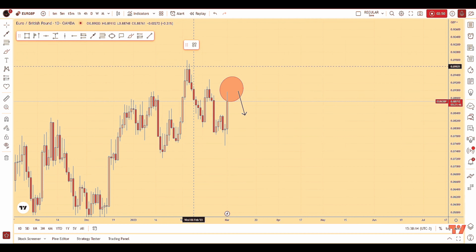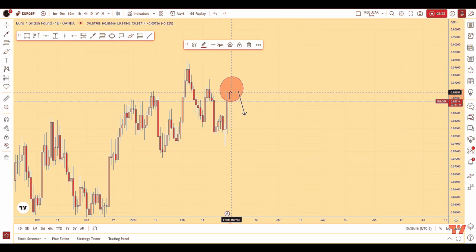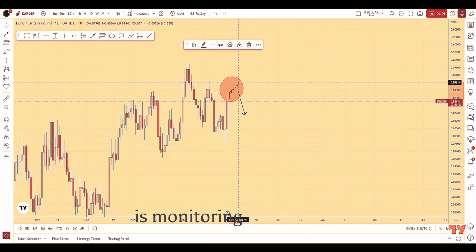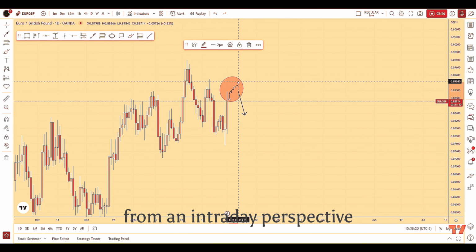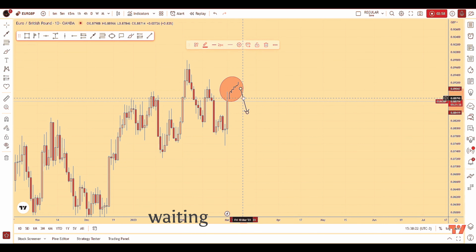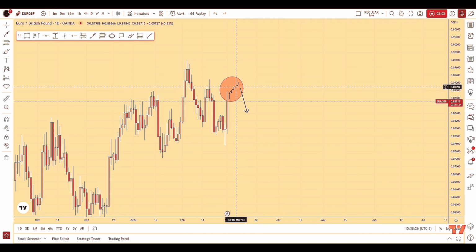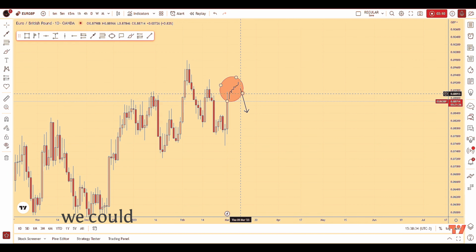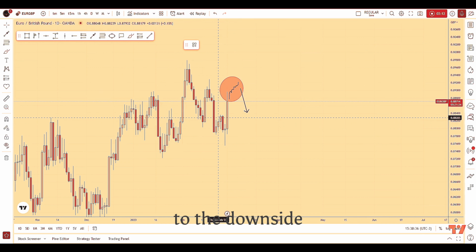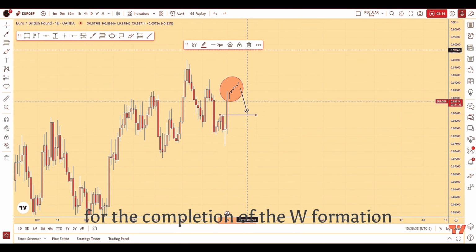and lower. Therefore, what we could be doing, potentially also with students, is monitoring price action from an intraday perspective during this move to the upside, waiting for the market to shift from an intraday bullish market as we would have to an intraday bearish market. And if the market would shift from an intraday bullish to bearish market and provide to us one of our valid entries, at that point we could be looking for a potential rejection to the downside for the completion of the W formation at the neckline.